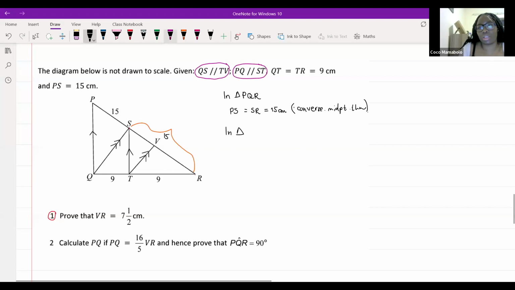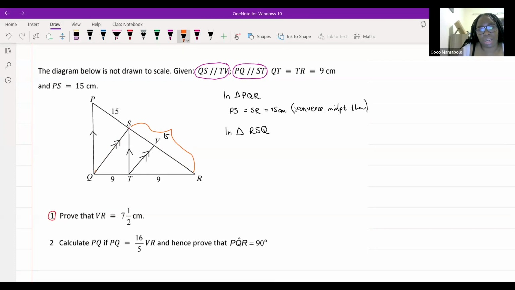In triangle, let's look at the small one. Yes, that's it. Correct. In RSQ. You're spot on, Wikanyo. In RSQ, that one there, right? So in triangle RSQ, right, what can we conclude from looking at this?